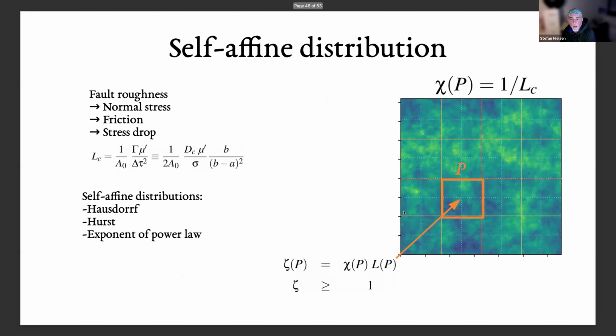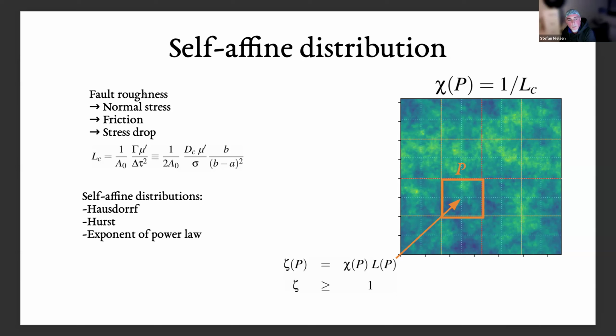So the next step is, I created a fault with an inhomogeneous distribution of the values of chi, and then I asked the question whether any subset of these faults with this heterogeneous distribution would be likely to fail or not, and whether this had a dependence on the final fault size.